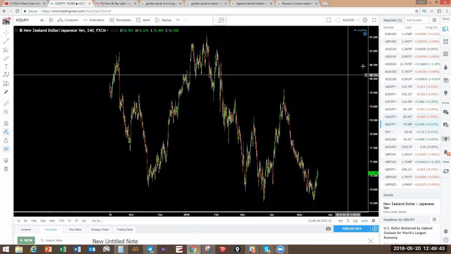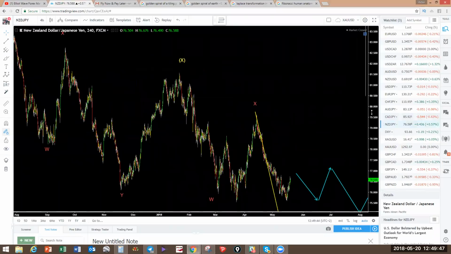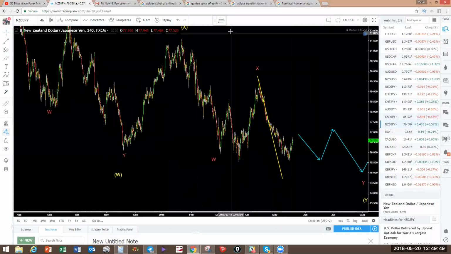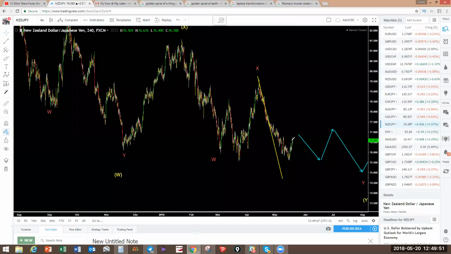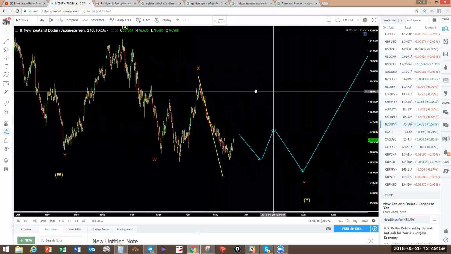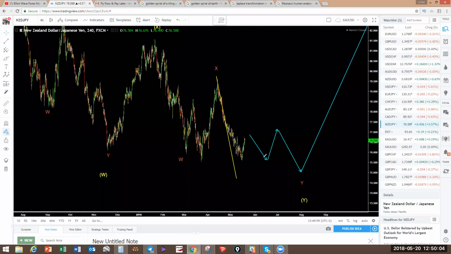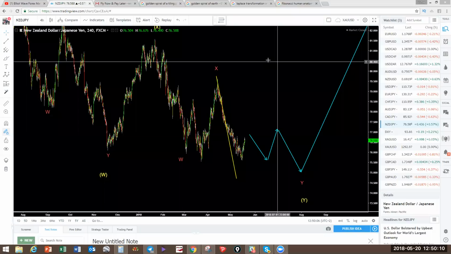So New Zealand, still expecting a further move to the downside. This to correct here. So New Zealand may still have some long-term correction here. May still make this structure here, one down, and carry on up with the rest of the yen pairs. That is how the structure looks.